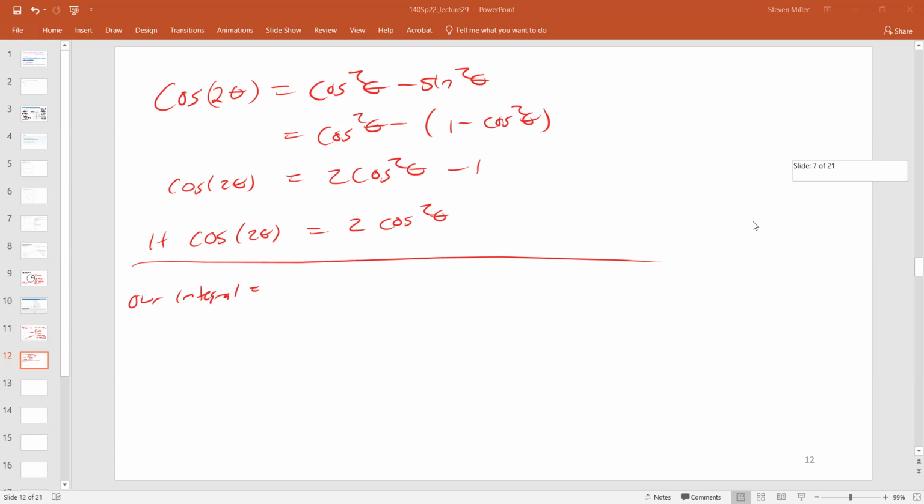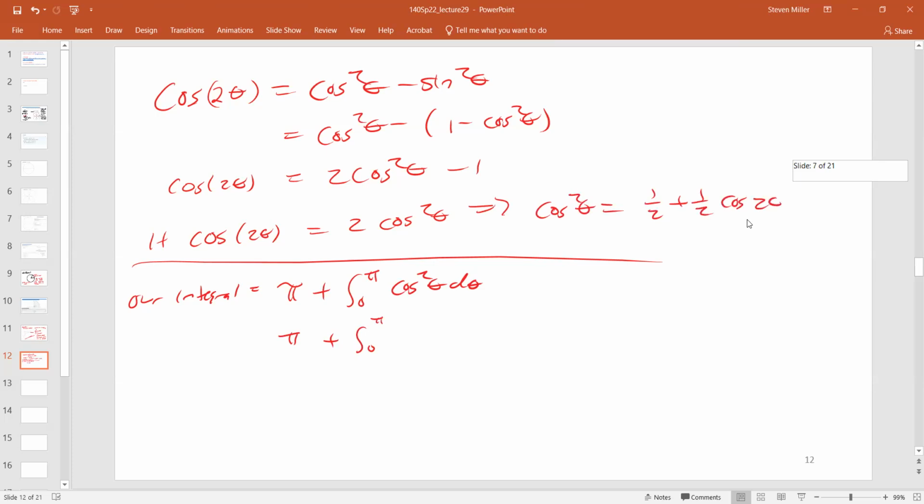Thank you. Our integral is just going to be pi plus the integral from 0 to pi of cosine squared of theta d theta. This is just going to be pi plus the integral from 0 to pi, and now cosine squared is just going to be 1/2 plus 1/2 cosine 2 theta.